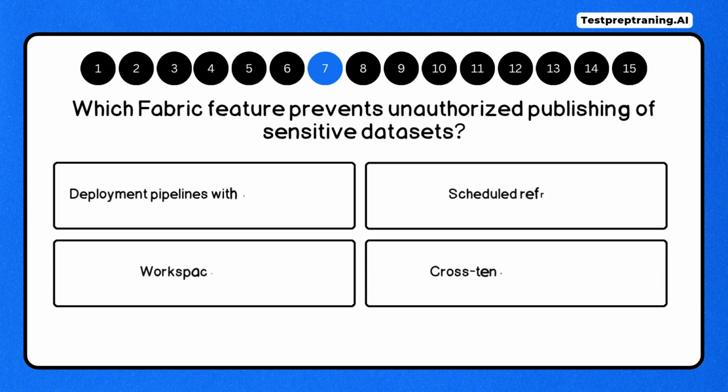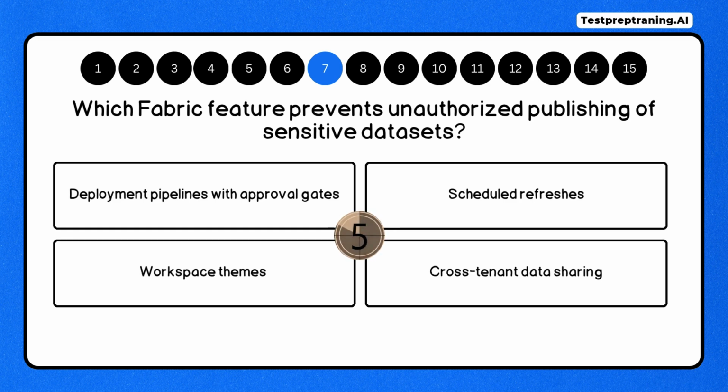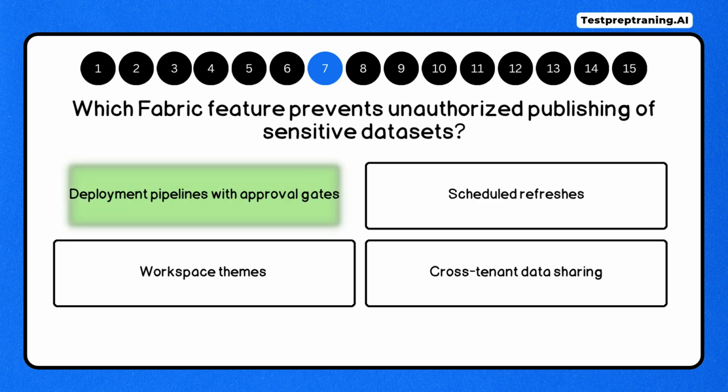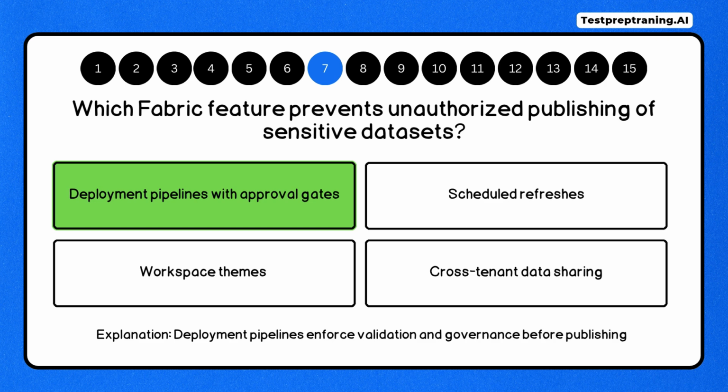Question 7. Which Fabric feature prevents unauthorized publishing of sensitive datasets? Correct answer is deployment pipelines with approval gates, as deployment pipelines enforce validation and governance before publishing.